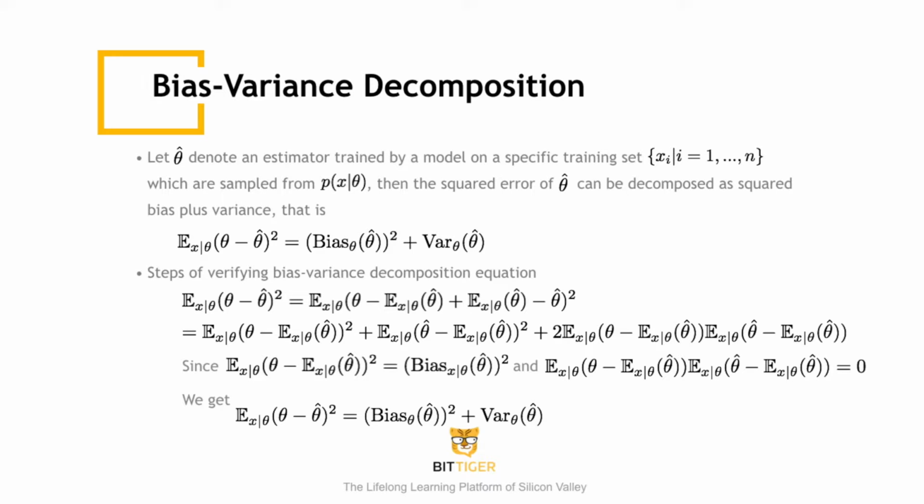Let theta hat denote an estimator trained by a model on a specific training data x1 to xn. x1 to xn are n instances sampled from p of x given theta. The squared error of theta hat can be decomposed as squared bias plus variance. I put the steps of verifying the above bias-variance decomposition equation for your studying here.